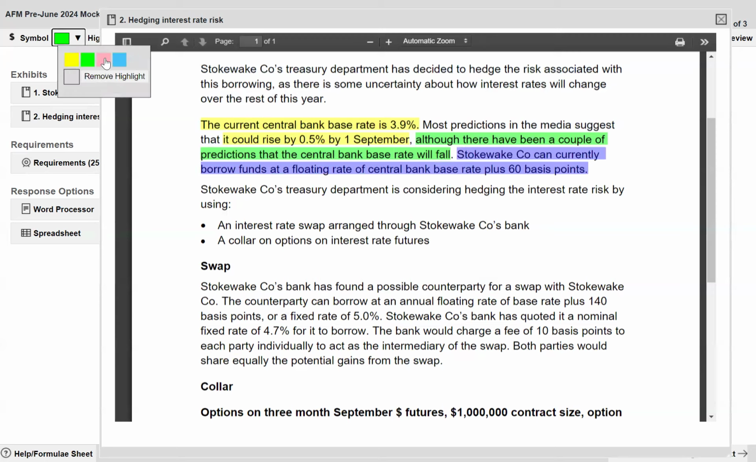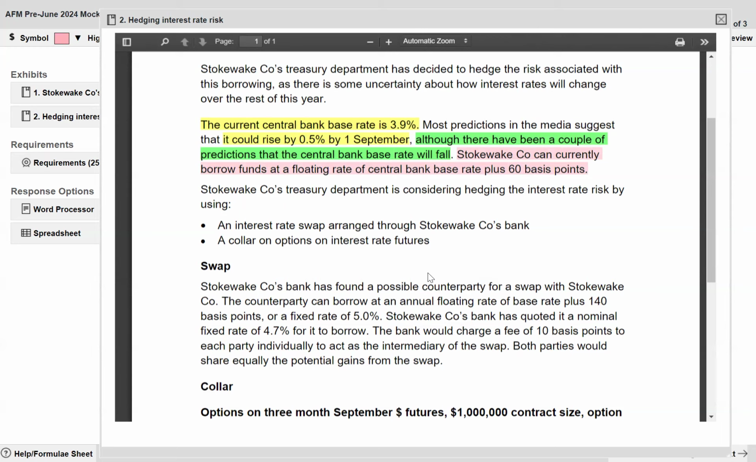Central bank plus 60 basis points. And we know the central bank rate right now is at 3.9. So if it increases by 0.5, it will become 4.4. Then we add 60 basis points. So we add 0.6, and I think that should become 5.